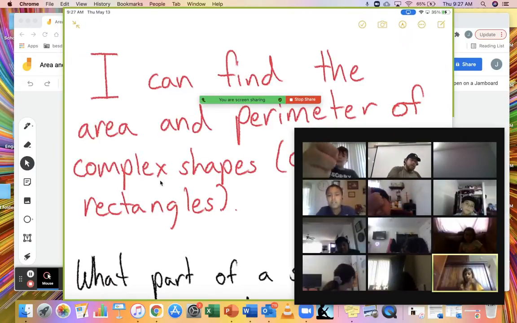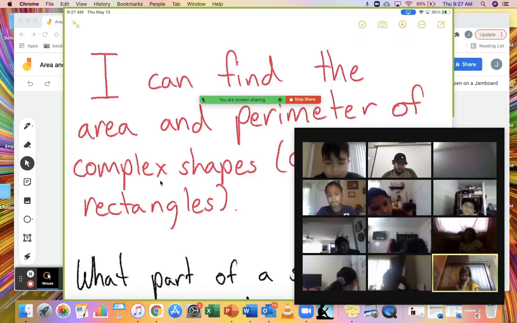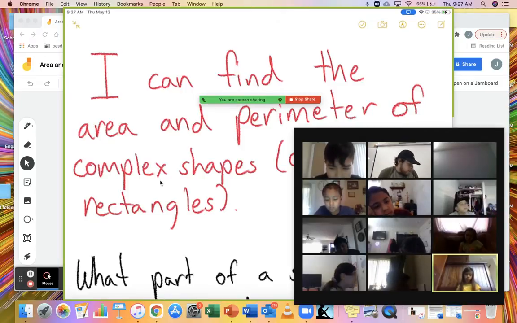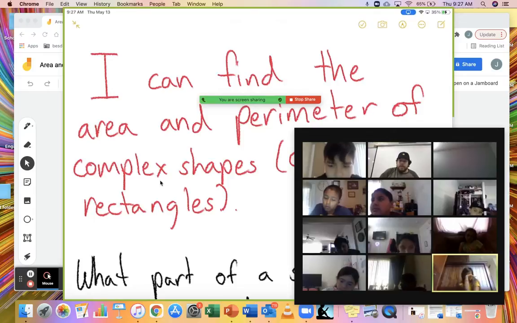Good. So we've been working on area and perimeter recently. I think we've been doing a lot of practice and I think we're getting pretty good. However, what we're going to work on today is finding the area and the perimeter of more complex shapes. Shapes that are made up of more than one shape, but it's connected as one shape.